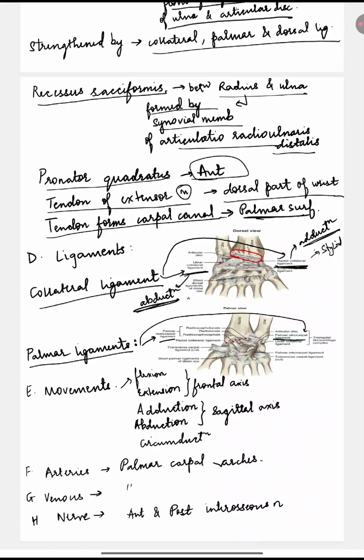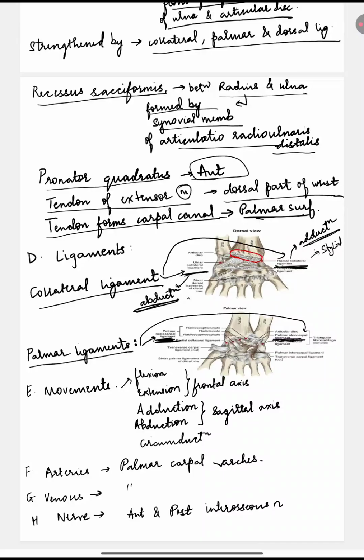Next is the palmar ligament. There is the palmar radiocarpal ligament and palmar ulnocarpal ligament. Palmar radiocarpal ligament stretches from the radius to the scaphoid, lunate and triquetrum. Palmar ulnocarpal ligament stretches from the ulna to the lunate and triquetrum.